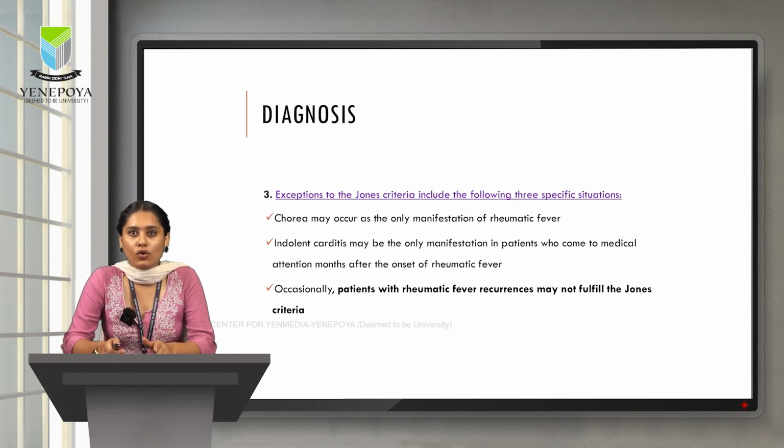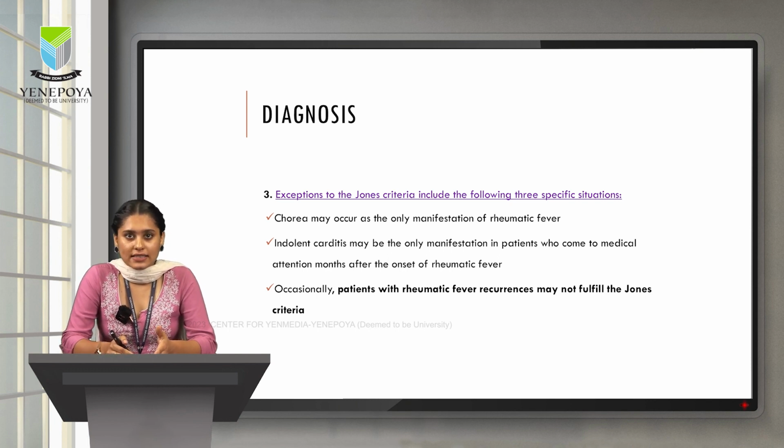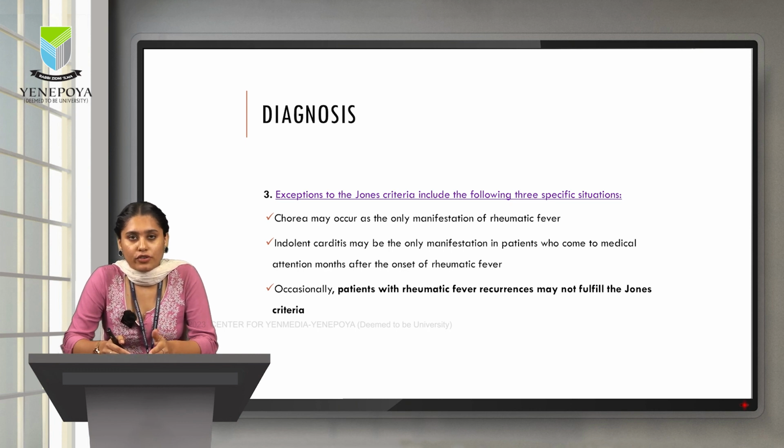Indolent carditis may be the only manifestation in patients who come to medical attention months after the onset of rheumatic fever. Indolent carditis means the signs and symptoms will not be very evident in the patient. They will come for some other investigations and it will be found that they have some cardiac abnormalities. So that also comes under this category. Occasionally, patients with rheumatic fever recurrence may not fulfill the Jones criteria. So that also you have to remember.